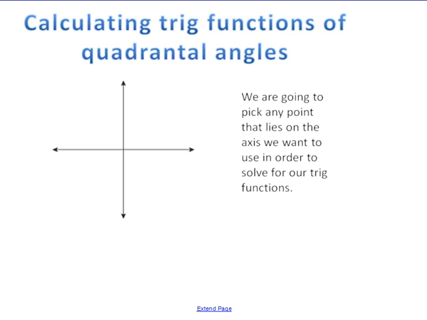Alright, last part here, we're getting into quadrantal angles. So we want to figure out how we could solve for angle measures that are on these axes. The nice thing is we're going to basically do it the same way that we just used, where you know your x and your y value. We're then going to plug it into the Pythagorean theorem to find r, and then we're going to come up with those answers. The nice thing is, since it's on an axis, you can pick any number you want.